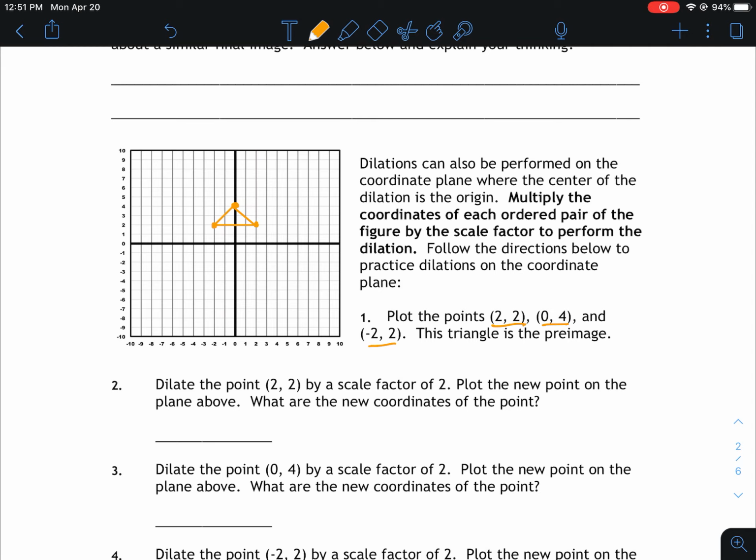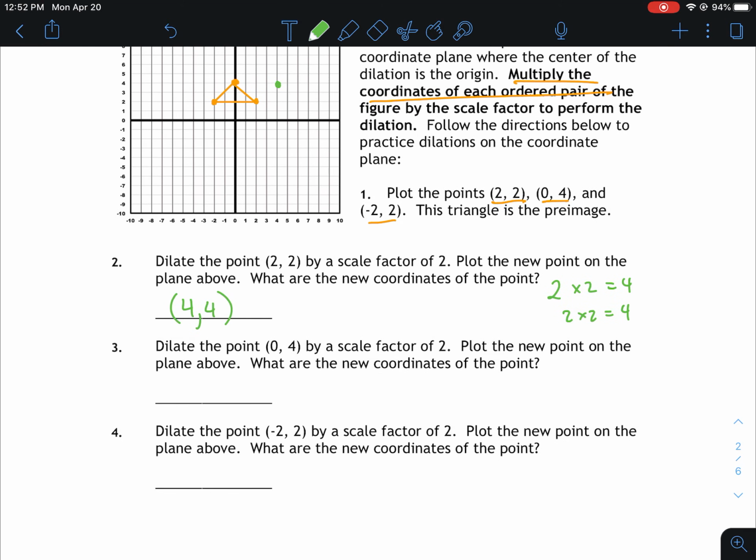So sorry about that. When we dilate the (2, 2) by a scale factor of 2, all we are going to do is multiply the coordinates. So I'm going to take 2 and multiply it by 2, which gives me 4, and 2 by 2 gives me 4. So my new ordered pair now is (4, 4). So instead of (2, 2), I now have (4, 4).